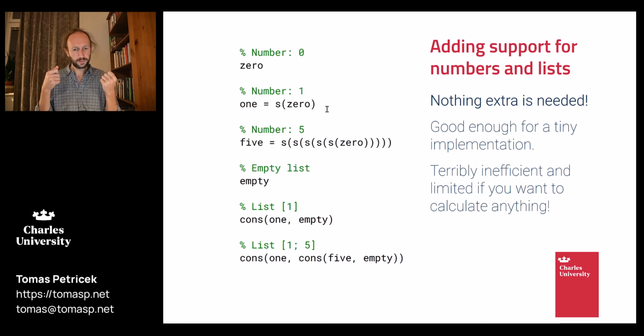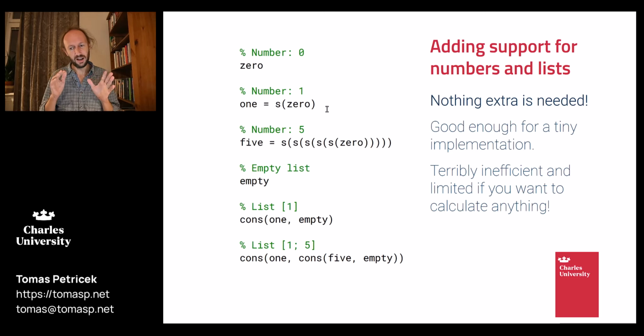An empty list is going to be an atom empty, and a list with some element will be a predicate with one argument, the item, and at the tail, the rest of the list. This is good enough for our Tiny implementation. It is terribly inefficient, and it will also generate extremely ugly terms.